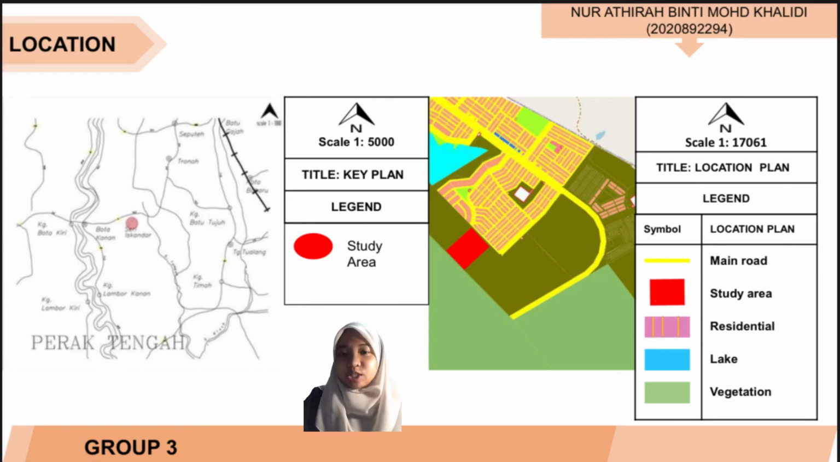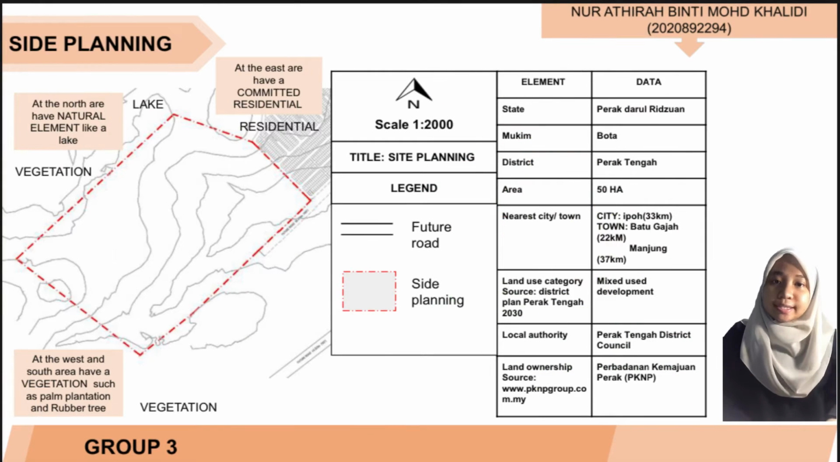From this slide, it shows 2 different types of maps, which are key plan and location plan. Key plan shows the specific area of the town and cities that are close to the site planning, while the location plan is more detailed and focused on the residential development. And site plan is more detailed in the proposed development of the study area.